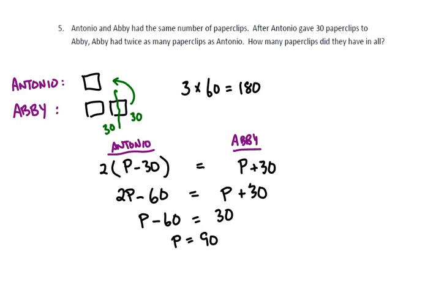Again, we're not looking for how many paper clips one of them had, which is what p represents. We want the total number of paper clips that they had together, which is 2p. And so 2p is equal to 180, and we have the same answer the second way also.